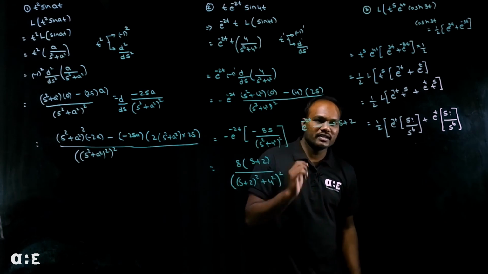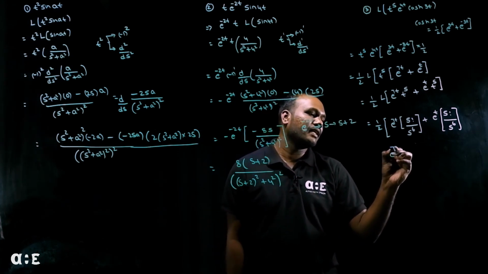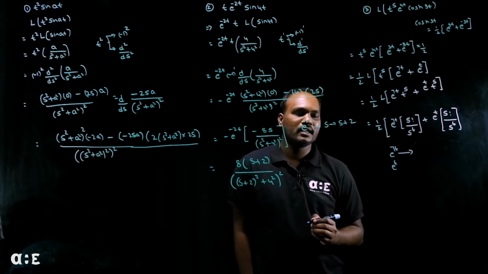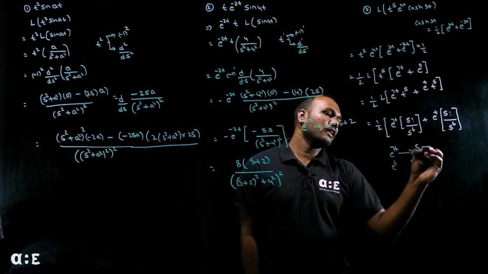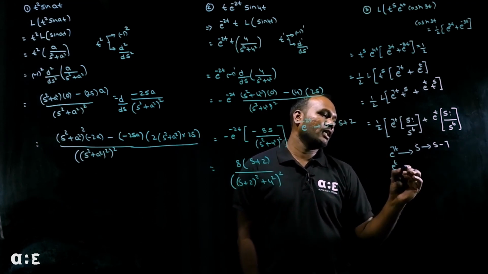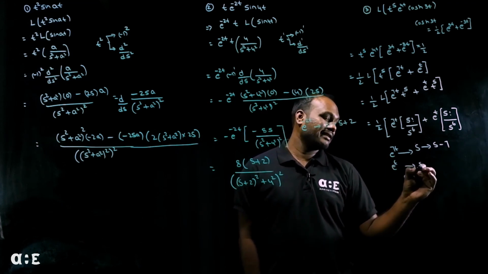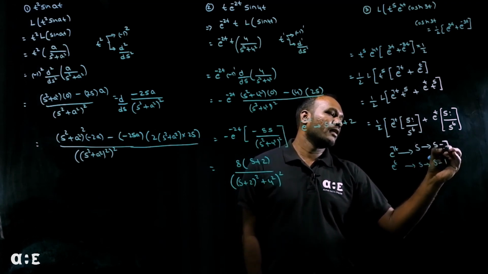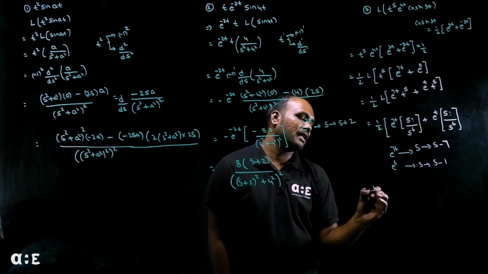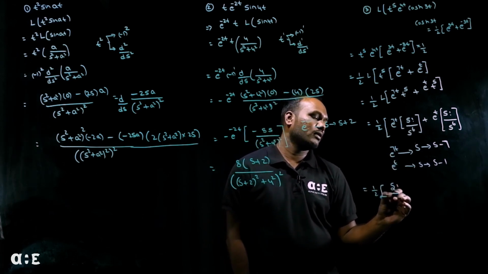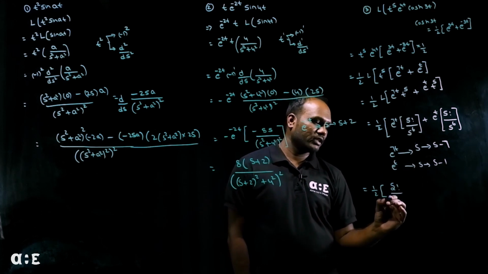Now I need to eliminate two things, that is e power 7t and e power t. How to eliminate e power 7t? E power 7t can be eliminated. In place of s, I'll substitute s minus 7, and in place of s in this part, I'll substitute s minus 1. Okay, so let's do that.